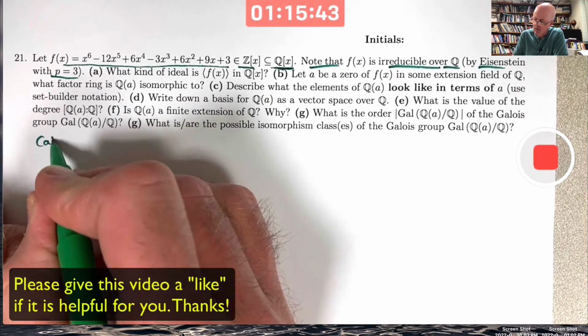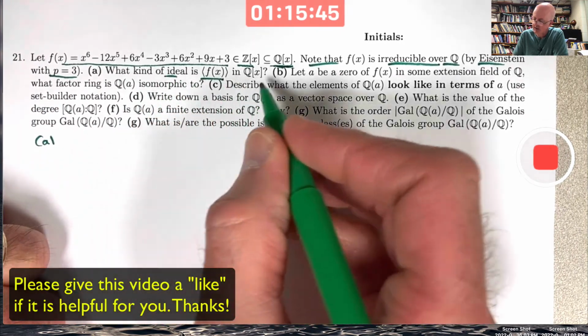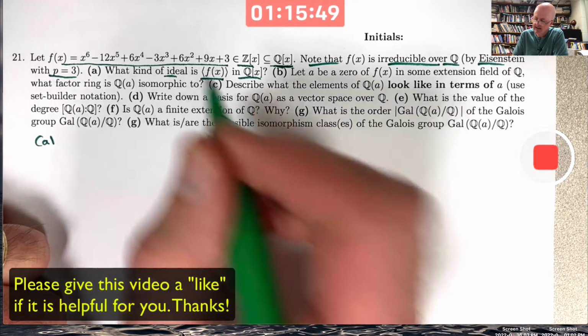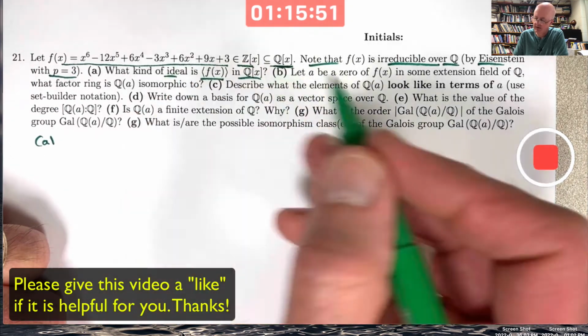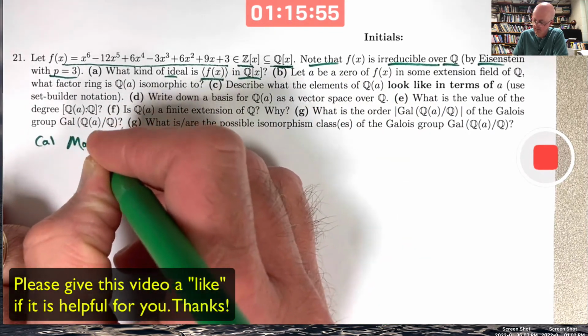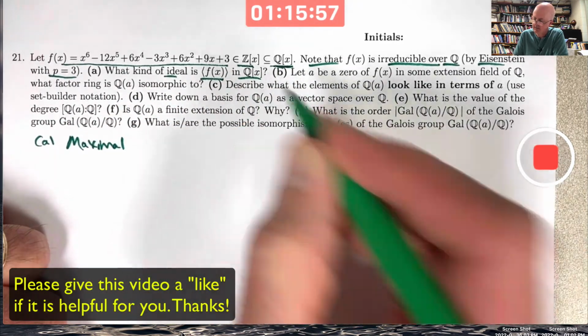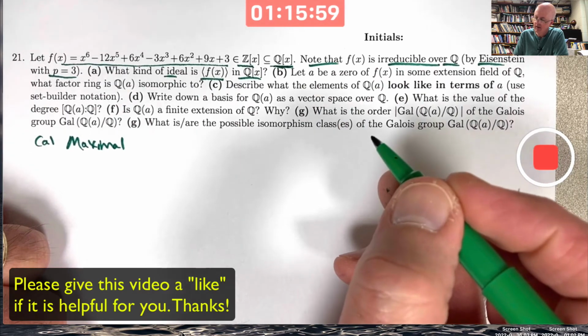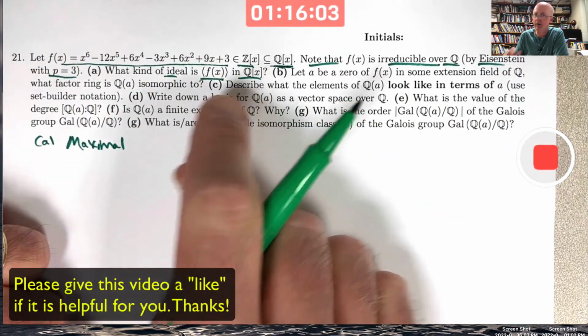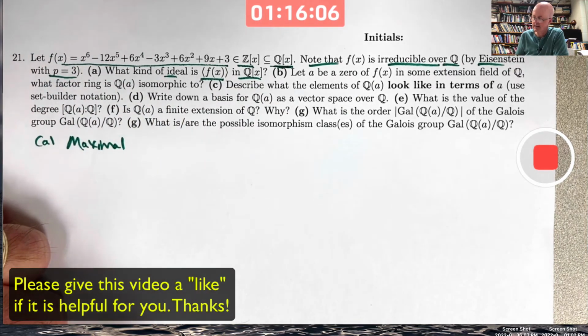Part A, what kind of ideal is this principal ideal in this ring? Since this is irreducible, there's a theorem that says this principal ideal will be maximal. It's a maximal ideal in here. That's going to be related to a certain factor ring that I could create, also called the quotient ring.